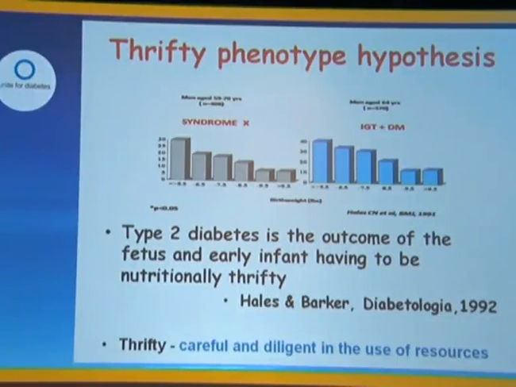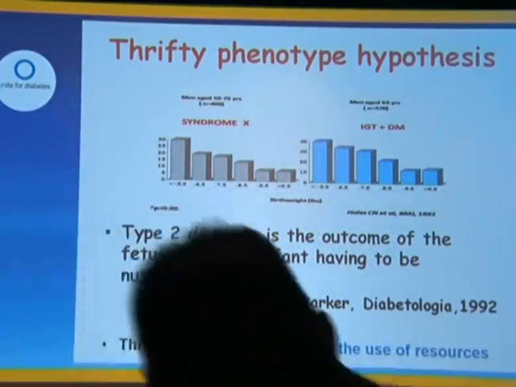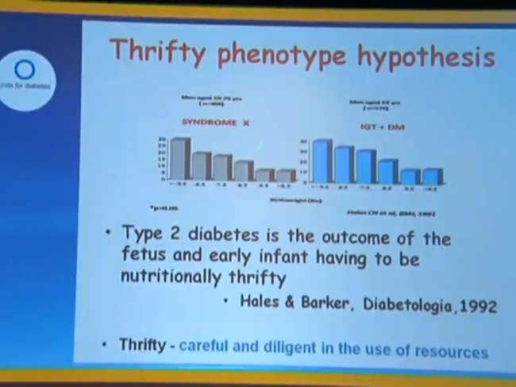The study which drove this is David Barker's famous study in Hertfordshire, where he showed that birth weight was inversely related to risk of high glucose and to risk of what at that time we called syndrome X. And he put out the idea that type 2 diabetes is the outcome of the fetus and early infant having to be nutritionally thrifty because of undernutrition. And this is the famous thrifty phenotype hypothesis.